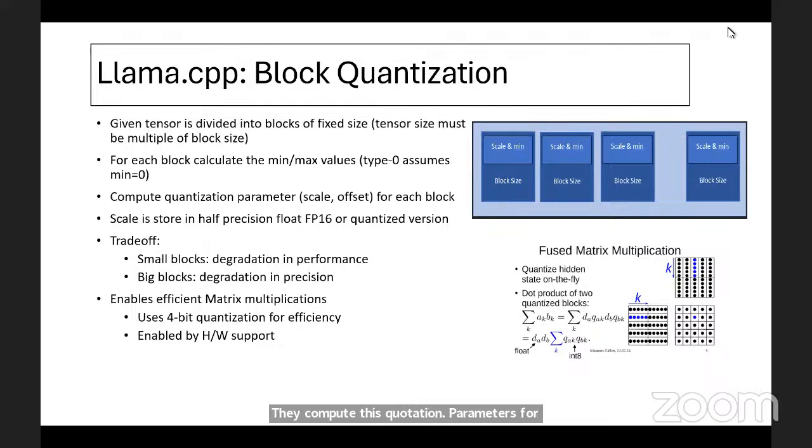What this does is make a trade-off. If you have too small a block size, you get better precision, but the overhead of quantization kills the performance. So you have to make the right trade-off between performance and precision. Once we have these block quantized input tensors, we use more efficient matmuls on them. And with hardware support, they can be run on 4-bit or 8-bit to get better compute efficiency.